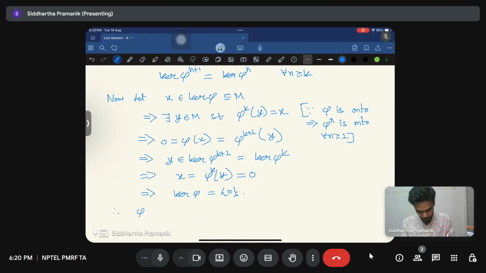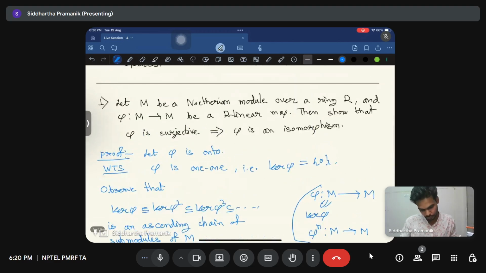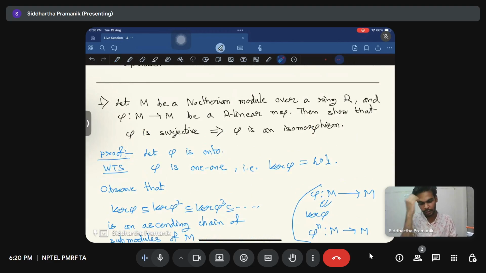So phi is 1-1, and hence phi is an isomorphism. So over a Noetherian module, if we have a surjective homomorphism, then that homomorphism has to be an isomorphism.